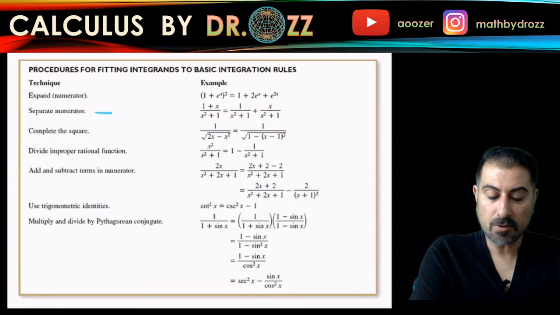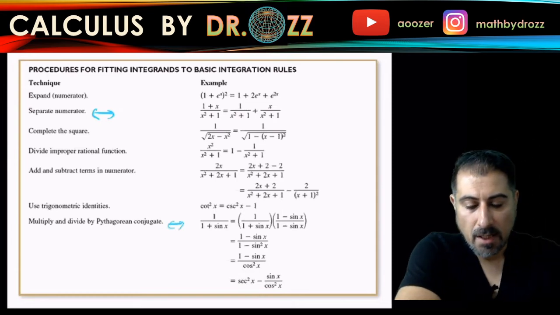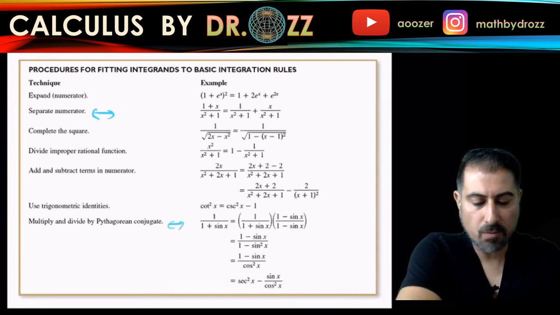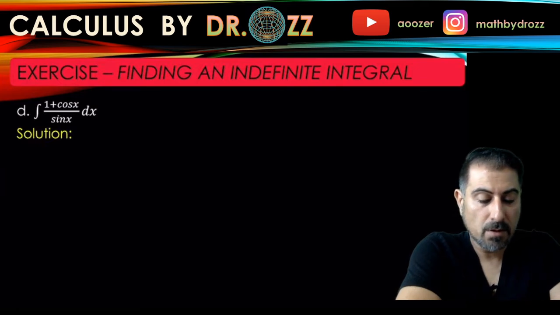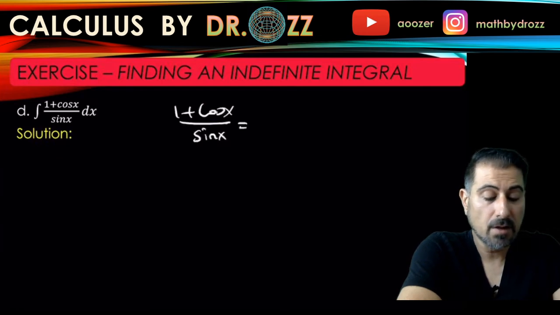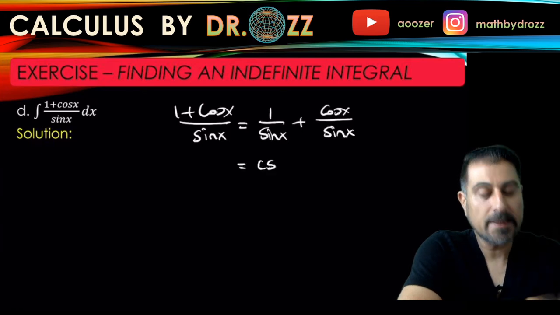We can also use some trigonometric ideas, or maybe multiplying and dividing by the conjugate. These are all options to consider. But I think separating the numerator would work well. In fact, you have 1 plus cosine x over sine x. So I can split this fraction into two fractions. One is 1 over sine x, the other one is cosine x over sine x. That is cosecant x plus cotangent x.